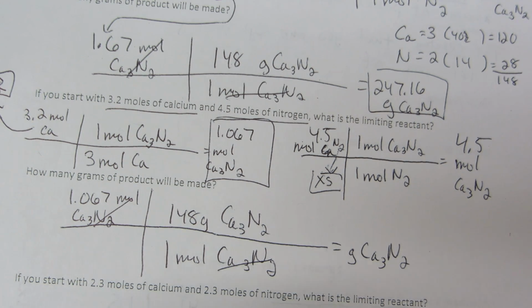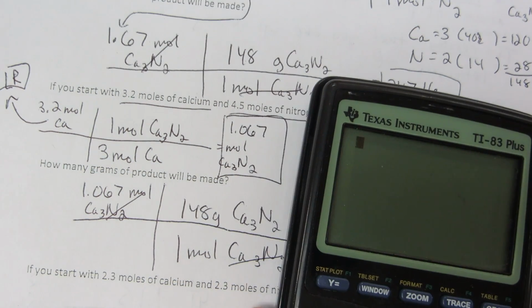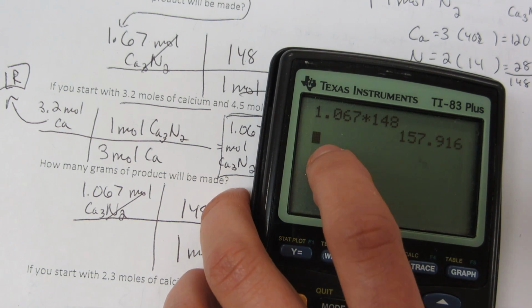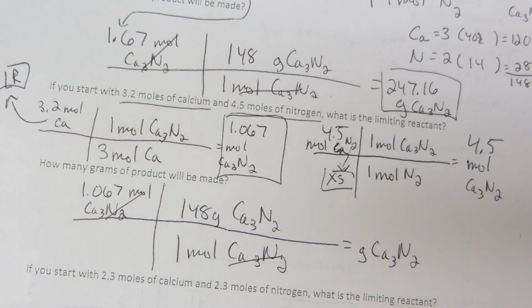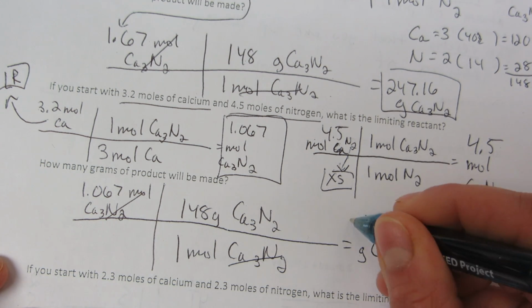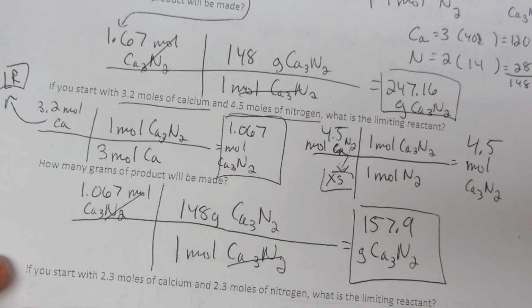Cross those out to show that they cancel. So 1.067 times 148. And we get 157.9 as our answer. Okay, there we go.